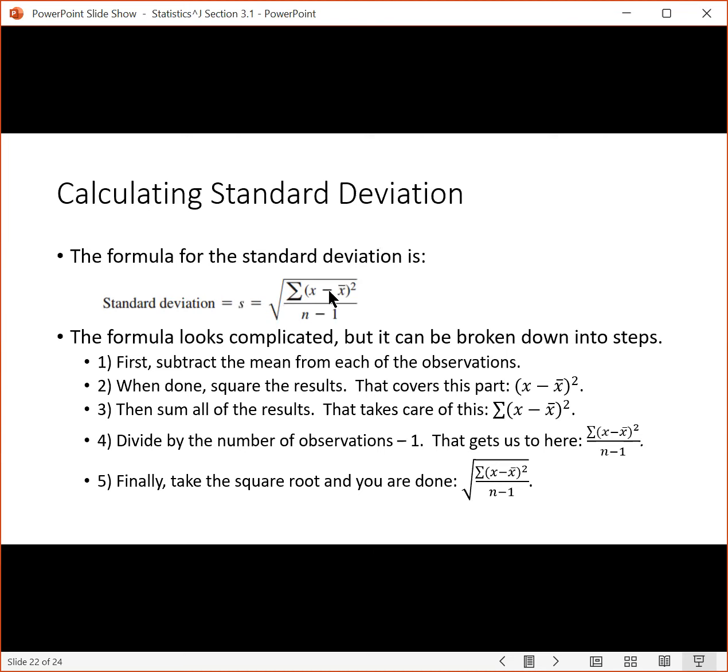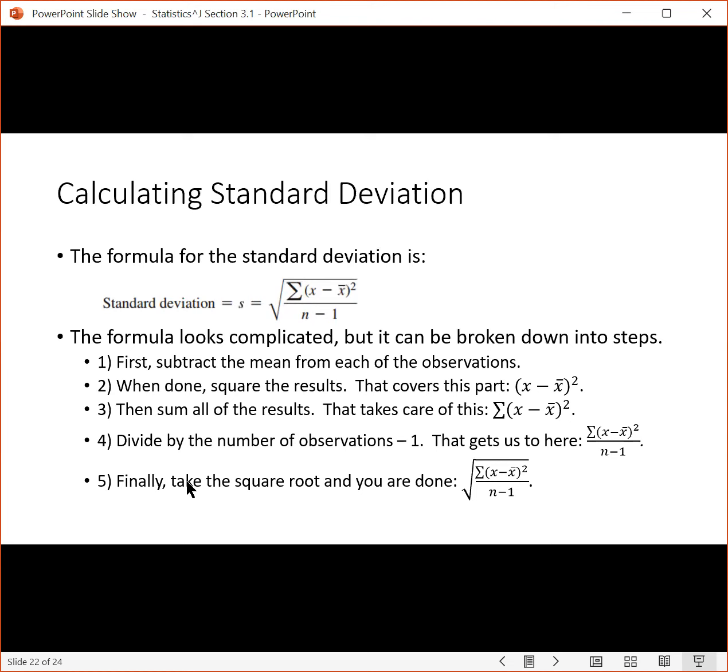And then you just go through and do that for all the observations. When you're done with that, you square each of those results. That's what this square represents. And then after that, you want to add up the results. Don't worry, I'll show an example of this in a minute. Once you've added up all those results, you divide by the number of observations minus 1. And then you take the square root.